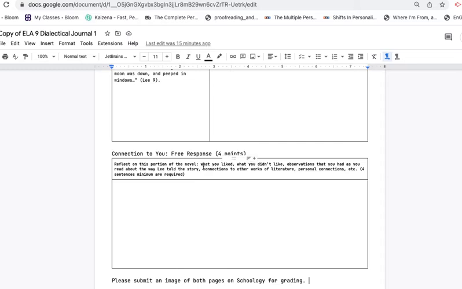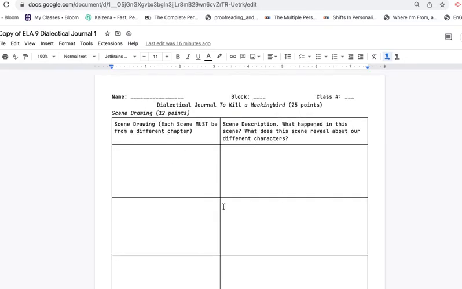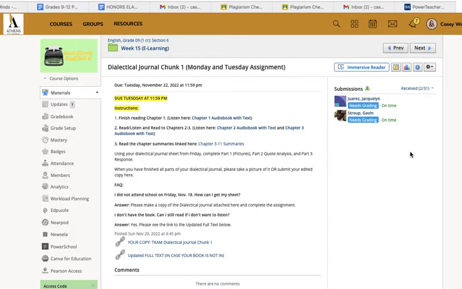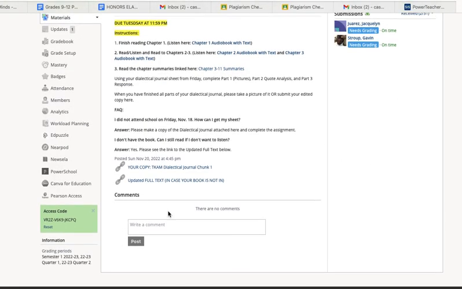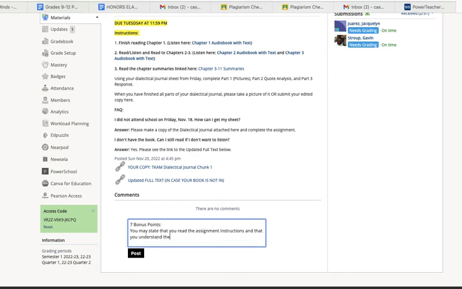If you're completing it as a document, you are going to finish it out, and then you're going to go back to your Schoology, and then you're going to submit it here. Okay, if you've made it this far, there's a bonus point opportunity for 7 bonus points. You may state that you read the assignment instructions and that you understand them. I can't wait to give you these bonus points. Okay, thank you.